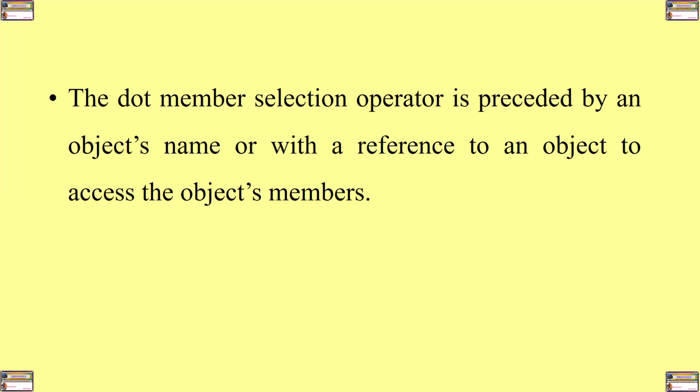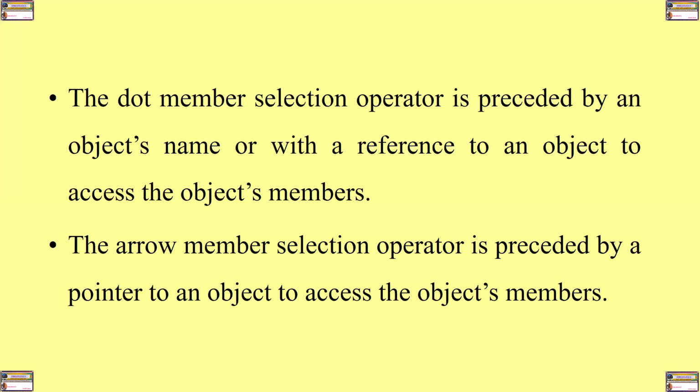The dot operator, or the dot member selection operator, is preceded by an object's name or a reference to an object to access the object's members. The arrow member selection operator is preceded by a pointer to an object to access the object's members.